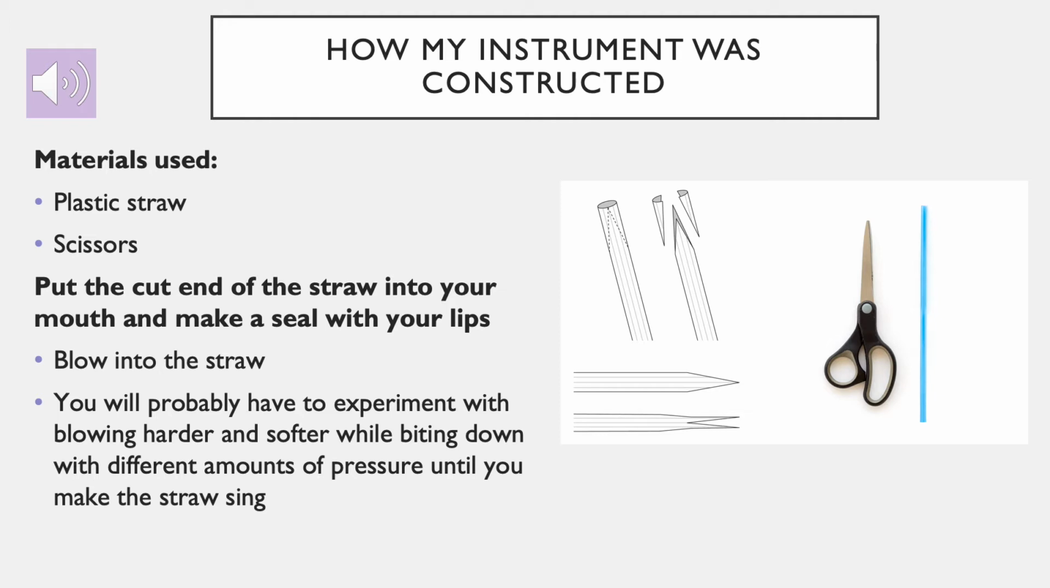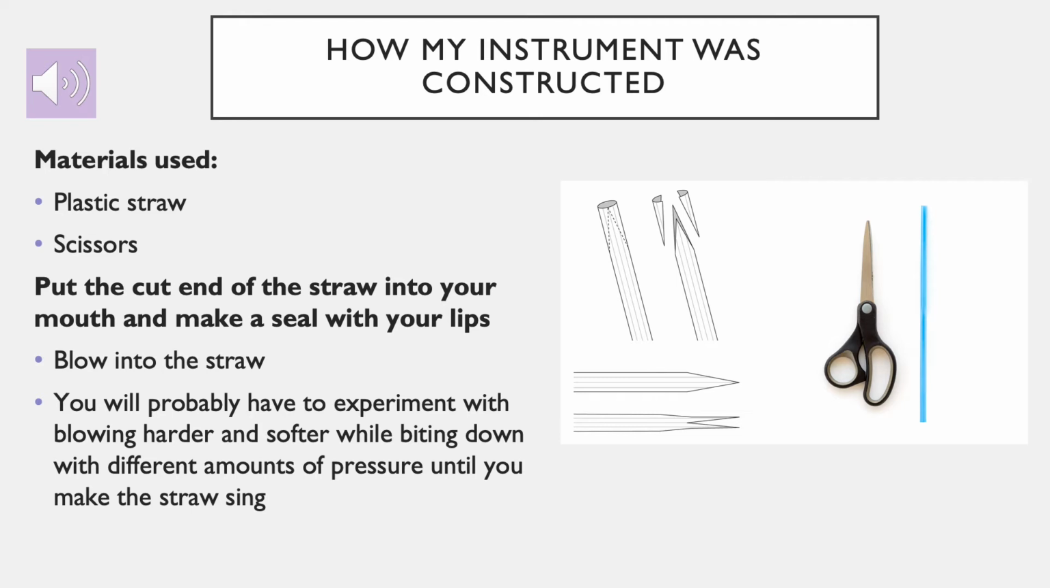My instrument was very simple to construct, and the nice thing about this instrument is that you don't need too many supplies and it's pretty easy to make. So the materials I used were a plastic straw and scissors. First, I took the straw and flattened one end of it. I then cut off the 2 edges. This gives the straw a nice and pointy angle for sound to be created.